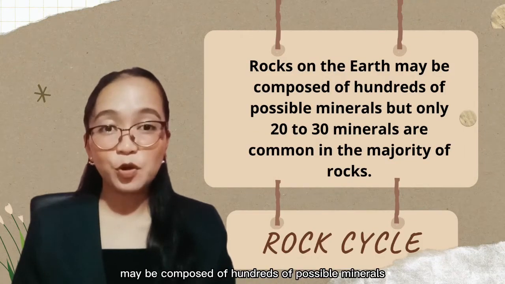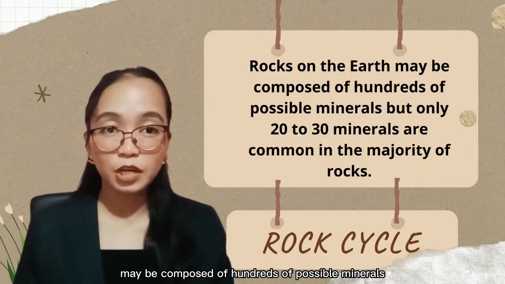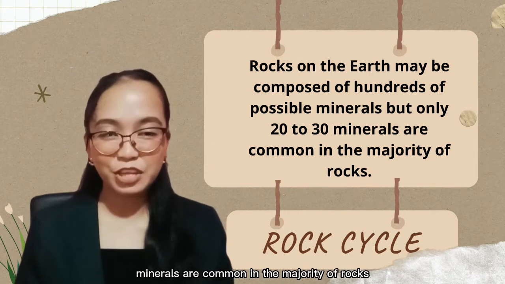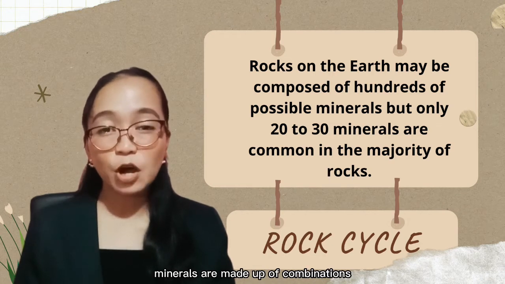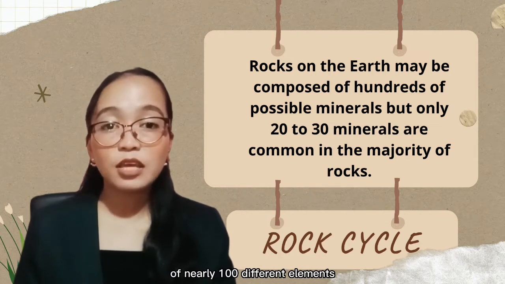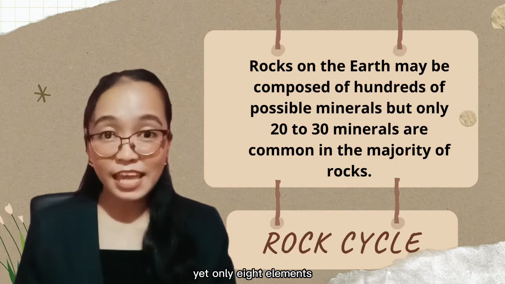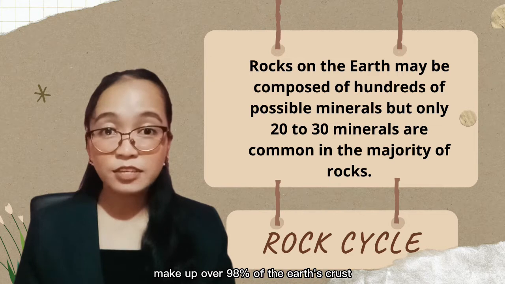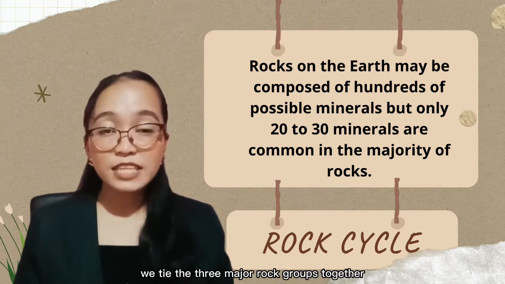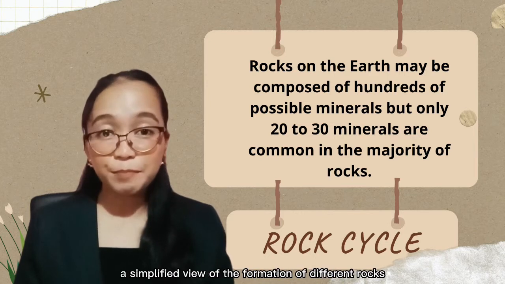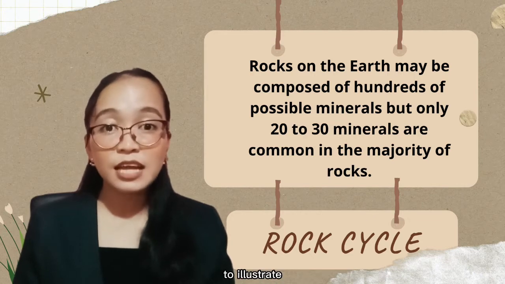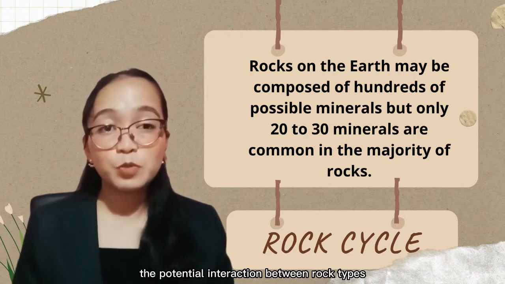Rocks on Earth may be composed of hundreds of possible minerals, but only 20 to 30 minerals are common in the majority of rocks. Minerals are made up of combinations of nearly 100 different elements, yet only 8 elements make up over 98% of the Earth's crust. We tie the 3 major rock groups together in the rock cycle, a simplified view of the formation of different rocks to illustrate the potential interaction between rock types.